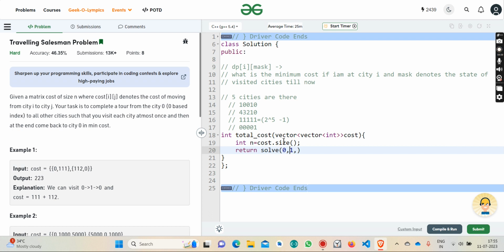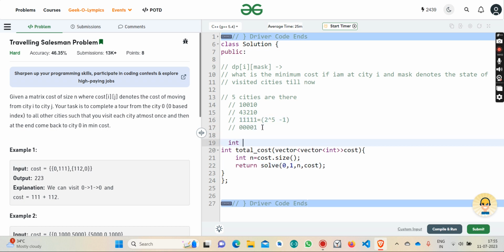So this number is 1, indicating that I have already visited city 0. Okay, now I will have to pass cost, and let's pass n, mask, which is representing the state of the visited cities till now, int n, and now vector of vector, and pass it cost.